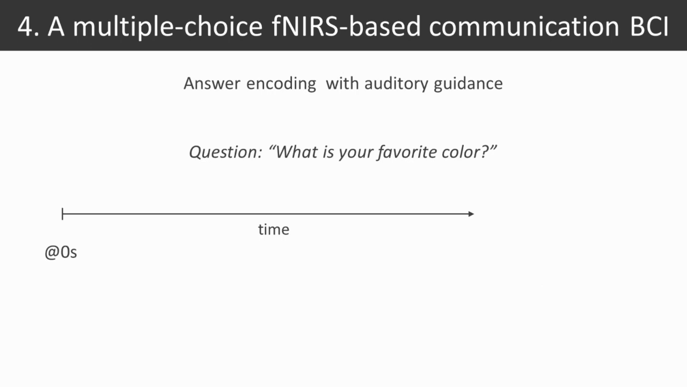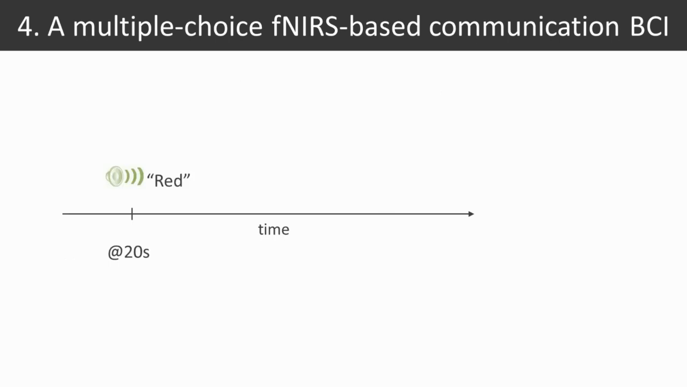So how then is the answer encoding realized? The subject is instructed auditorily. We would ask a question like, what is your favorite color? And the subject would first be in a resting period for 20 seconds, and after 20 seconds the first stimulus would appear. In this case we have the question, what is your favorite color? The first option would be red, for example. And if the subject would like to encode red, she or he should start now doing the motor imagery task.